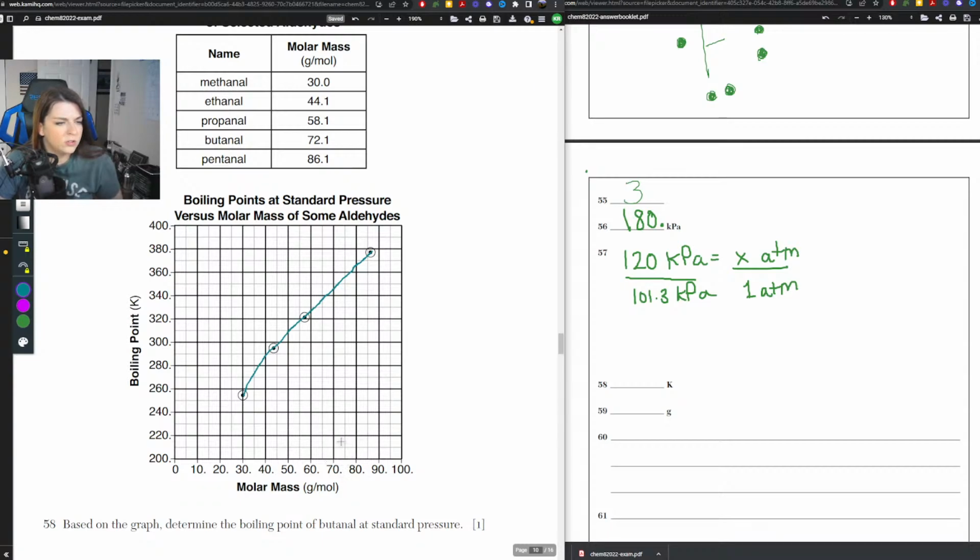The bold lines are 10s, but the gray lines in the middle are 5, so 72 would be right about there-ish. 72 for the molar mass. And then I'm going to slide over on the boiling point, and I'm going to come up with about 350.